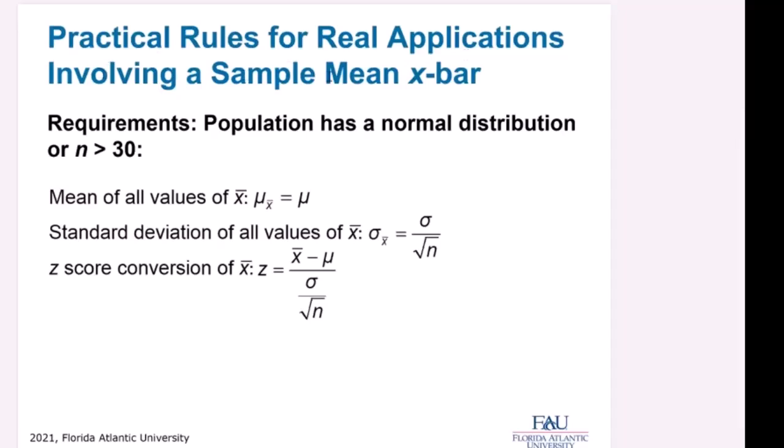Practical rules for real applications involving a sample mean x bar. Again, we have our requirements. Either the population has a normal distribution or the sample size is greater than 30. The mean of all the means, mu sub x bar, is equal to the mean of the population. The standard deviation of the sample means is equal to the original standard deviation of the population, but we have to divide it by the square root of the sample size. And our z-score changes this a little bit. Remember, for population, we had z is equal to x minus mu over sigma.